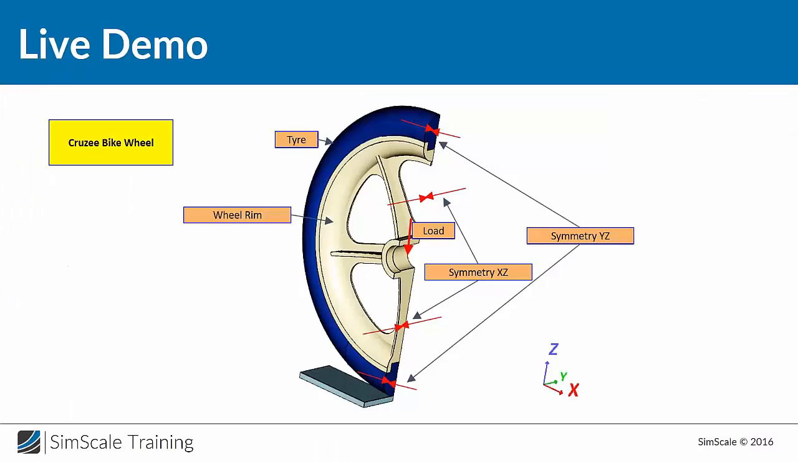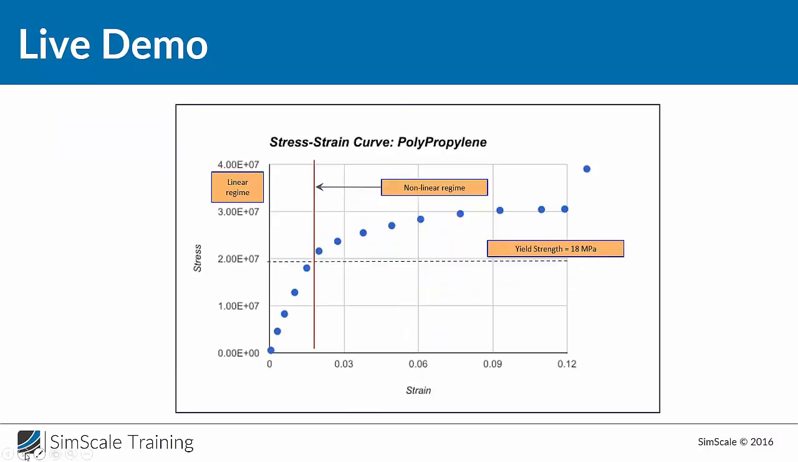Okay, then let's take a look at some results. So first of all, this is a stress-strain curve of polypropylene. This is the material we used for the rim. And you can see here we have a linear regime on the left side of this red curve, where we have linear behavior. Then we have a yield strength of 18 megapascal, and then we have this nonlinear material behavior.